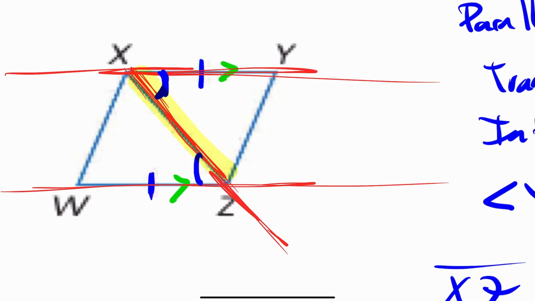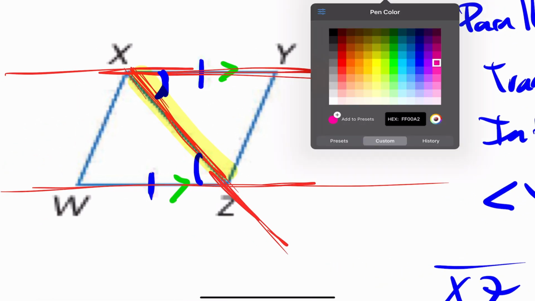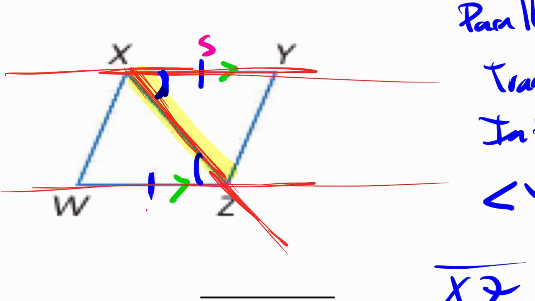We can see that I should use a different color here. We can see that this side here and this side here, they correspond and they're congruent. We can see that this angle here and this angle here are congruent, and we cannot forget this side here, the reflexive property. So that deserves 2 tick marks. So S here and S here.